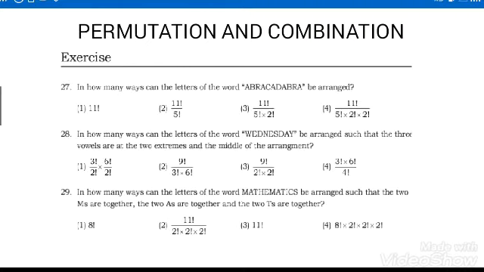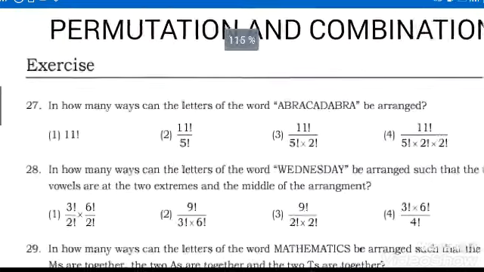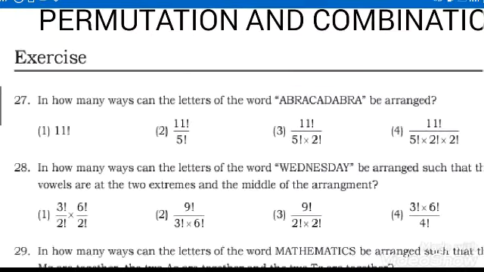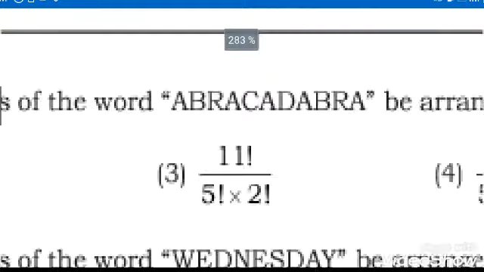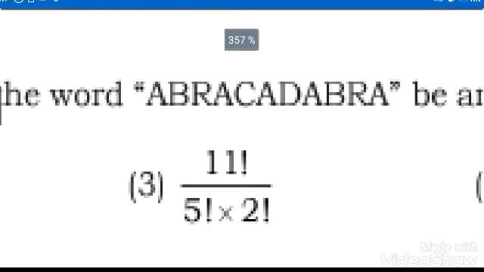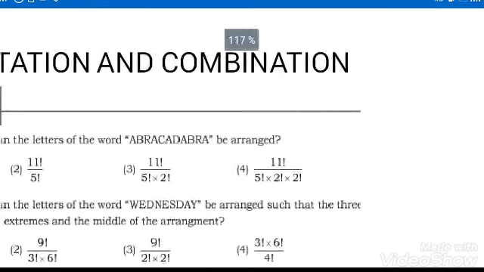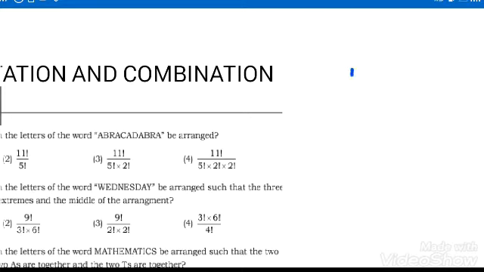Alright, let's start with the first question. It says, in how many ways can the letters of the word abracadabra be arranged? Now, there's no condition here, so we're just going to do the arrangement. First, let's count how many letters we have in abracadabra. We have 1, 2, 3, 4, 5, 6, 7, 8, 9, 10, 11. So we have 11 letters. So that will give 11 factorial over.